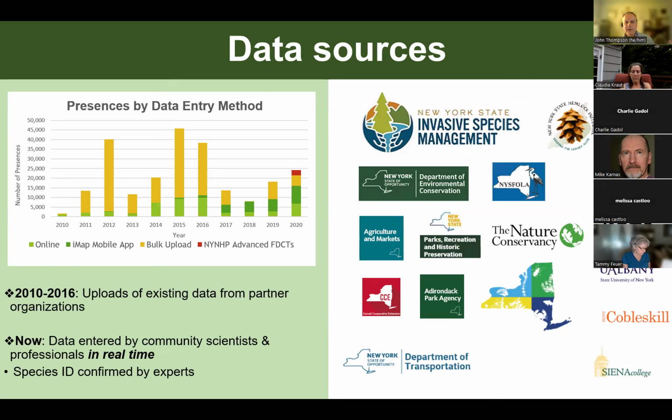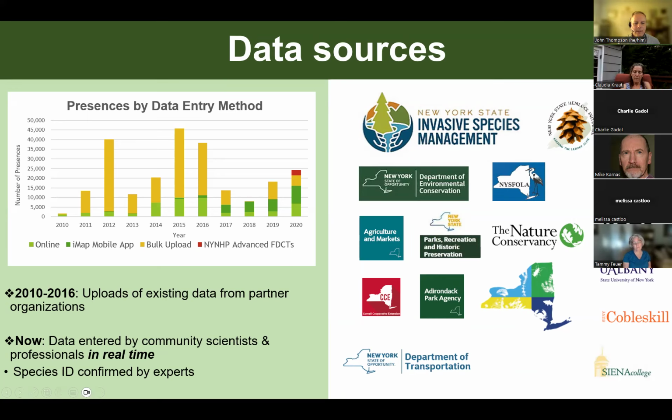If you look at the graph on the left, just to give you some background about iMap Invasives, originally we would collect information during the season and upload it at the end of the season. Over time, an app was invented, and people started using it. You can see the dark green starting to expand around 2017, with more people using the app as opposed to the other methods. So a lot of the records are coming to us in real time.